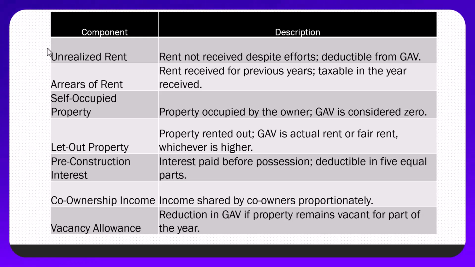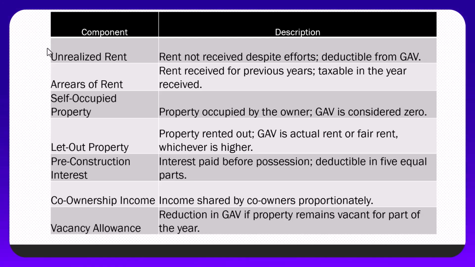Then co-ownership income. Suppose the house is owned by 2 people, brother and sister, or 2 brothers. They can segregate and pay taxes on their own income. Okay. Then vacancy allowance. That means the house has remained vacant. Suppose the fair rental is so much, because you have to pay either actual or fair. But the house can also be vacant, so you can claim a vacancy allowance. For the period when nobody was staying, you can claim an allowance.